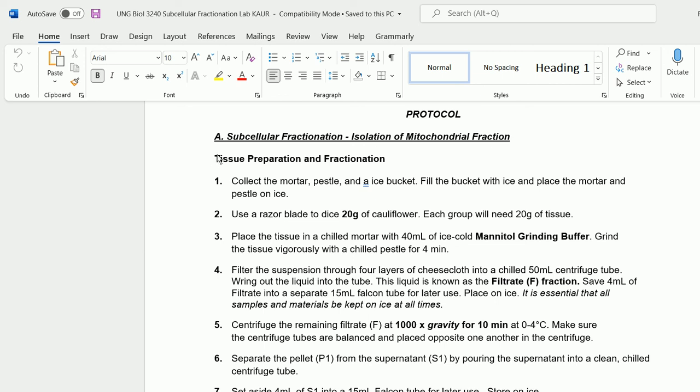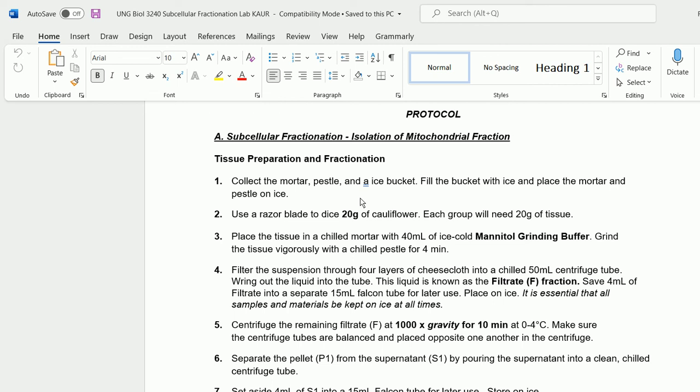As I said, everything has to be done on cold. Ice is very important. So collect the mortar and pestle and an ice bucket. Fill the bucket with ice and place the mortar and pestle on ice. You have to keep the mortar and pestle on ice. Use a razor blade to dice 20 grams of cauliflower. Cauliflowers are your plant cells, so we are working with plant cells. Each group will need 20 grams of the tissue. Place the tissue in a chilled mortar with 40 ml of ice cold mannitol grinding buffer. Grind the tissue vigorously with the chilled pestle for 4 minutes.